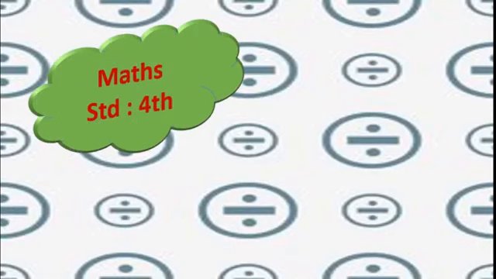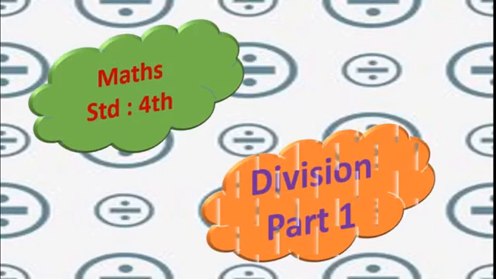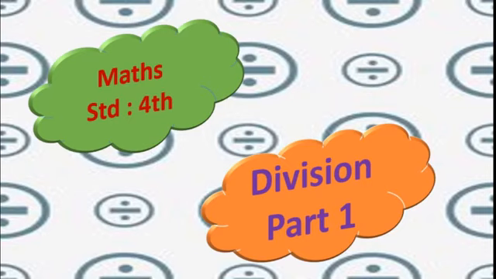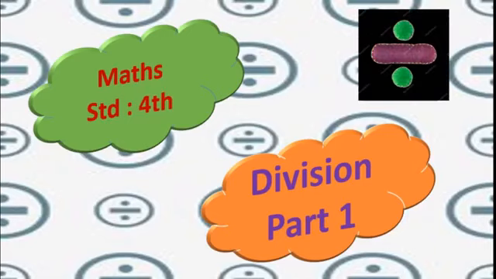Today's subject is maths of standard 4th and the name of the chapter is division part 1. Yes, dear students, you know how to divide the numbers, isn't it? You have learnt this in standard 3rd. And this is the symbol we use for division. Means one horizontal line and two dots, one above the line and one below the line. This is the symbol for division.